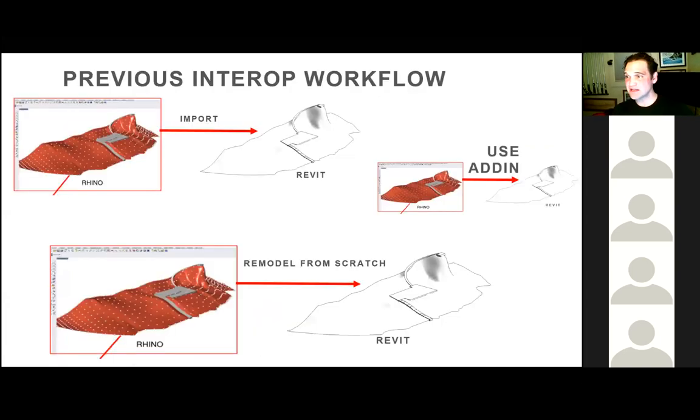And what do I mean by unintelligent? It's difficult to tag to it, to dimension to it, to put a section through it, to do renderings on it, that sort of thing, right? It's very limiting. You don't have the ability to modify it later if you're just within Revit alone, because it's like an unintelligent, quote unquote, blob. Everyone kind of with me?